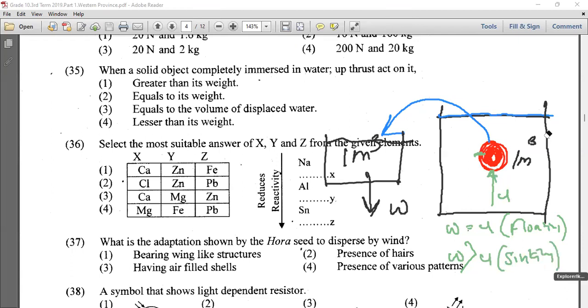Okay. Now, what do they ask? When a solid object is completely immersed in water, the upthrust acting on it... We can't tell. If the object is sinking, the weight of the object would be greater than the upthrust. If the object is floating, weight would be equal to upthrust. They have not mentioned whether the object is sinking or is it stationary after immersing them.